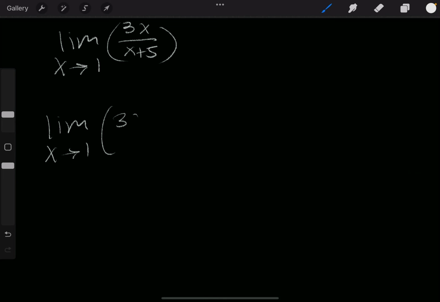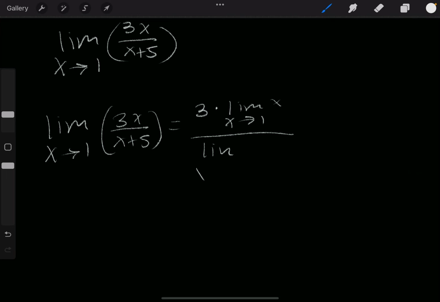Let's say that we want the limit as x approaches 1 of 3x over x plus 5. Now let's simplify this. So the limit as x approaches 1 of 3x over x plus 5 is equal to, using the constant multiple rule, we can move 3 to the front, and we'll have 3 times the limit as x approaches 1 of x over the limit as x approaches 1 of x plus 5.